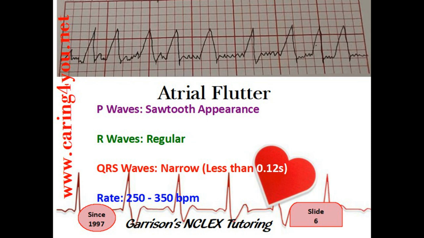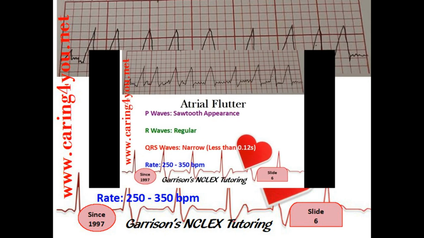So, there you have it. Now you know two strips: atrial fibrillation and atrial flutter. The only difference between the two is the P wave, and the R wave is regular as in atrial flutter versus atrial fibrillation, where the R wave is irregular. And the rate is faster. Atrial fibrillation was 150 to 195, and atrial flutter is 250 to 350. Boom! That's it. Terrific. Let's move on to the next slide.